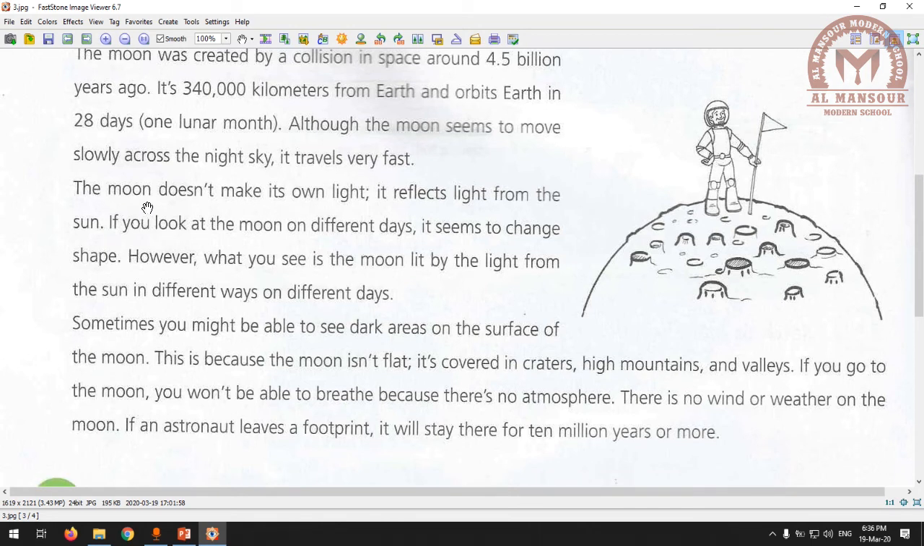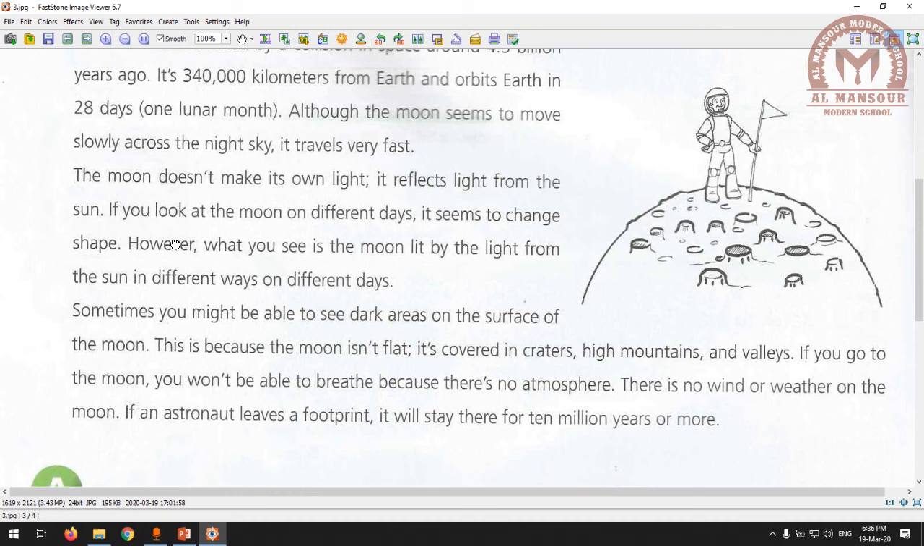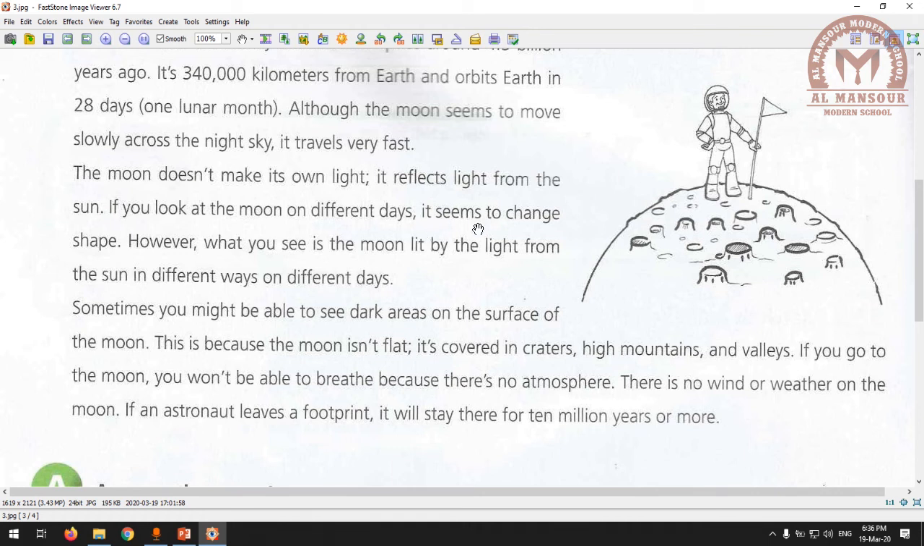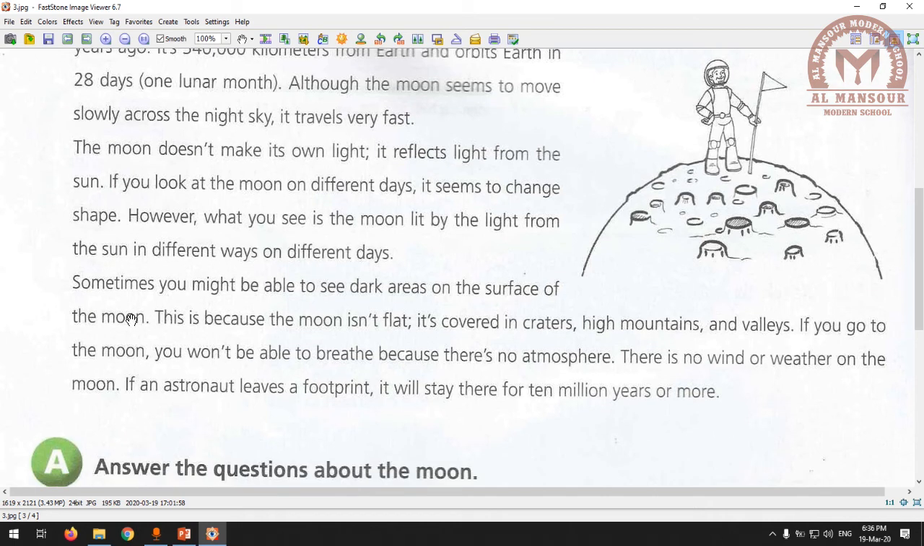Okay, the moon doesn't make its own light; it reflects light from the sun. As we said, if you look at the moon on different days, it seems to change shape. However, what you see is the moon lit by the light from the sun in different ways on different days. Okay, sometimes you might be able to see craters on the surface of the moon. This is because the moon isn't flat, it's covered in craters and valleys. If you go to the moon, you won't be able to breathe because there is no atmosphere.